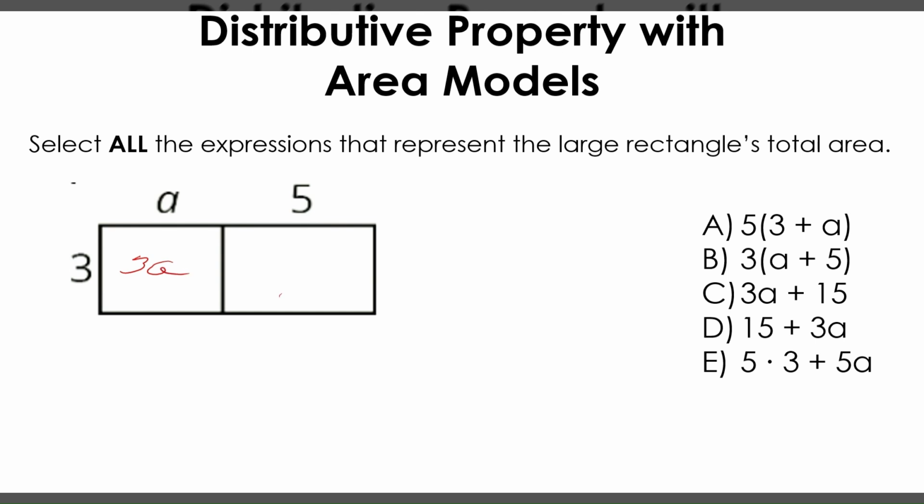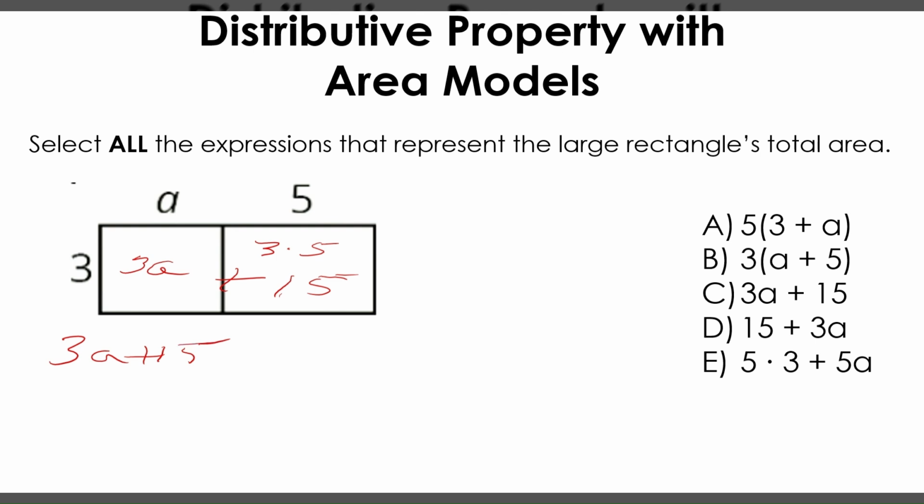The second rectangle is 3 times 5. Well, just going to erase that because that is hard to figure out what's going on. So we're going to do 3 times 5. So much better writing, which is 15. Now, we want the total, the larger rectangle, so we have to add those together. So that is 3a plus 15.